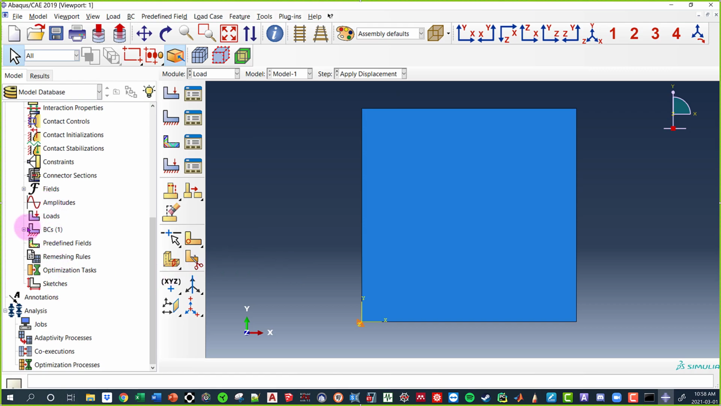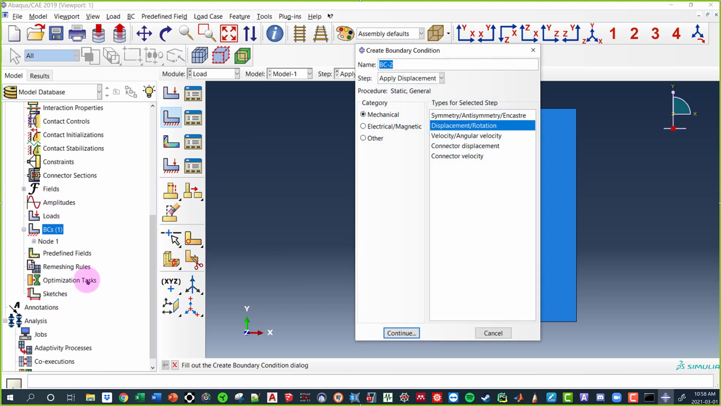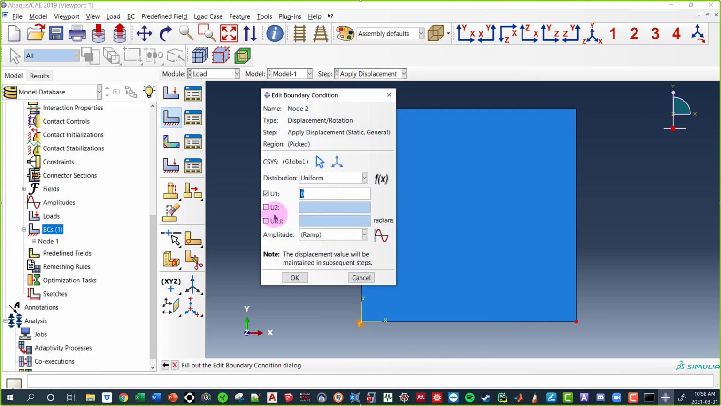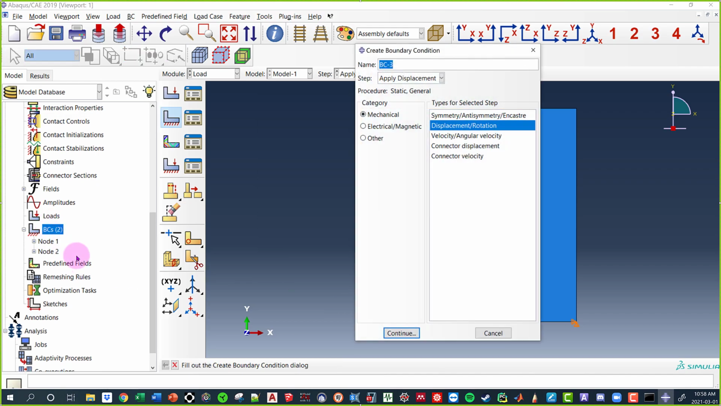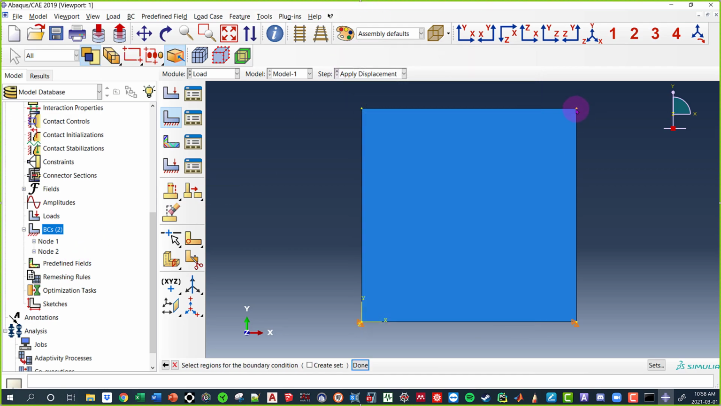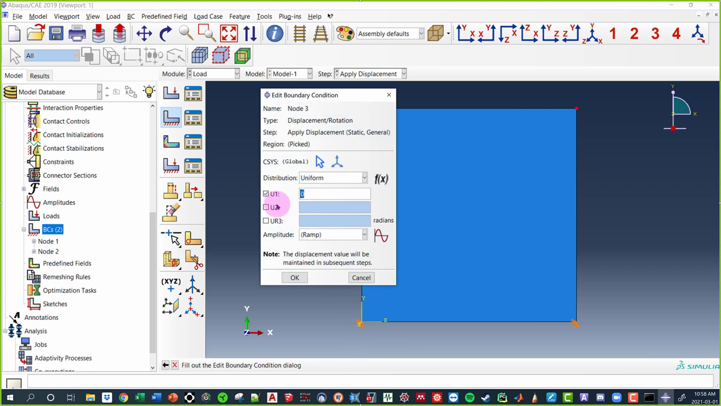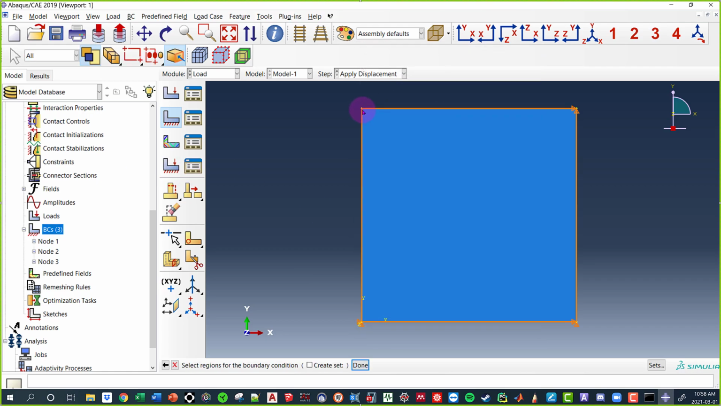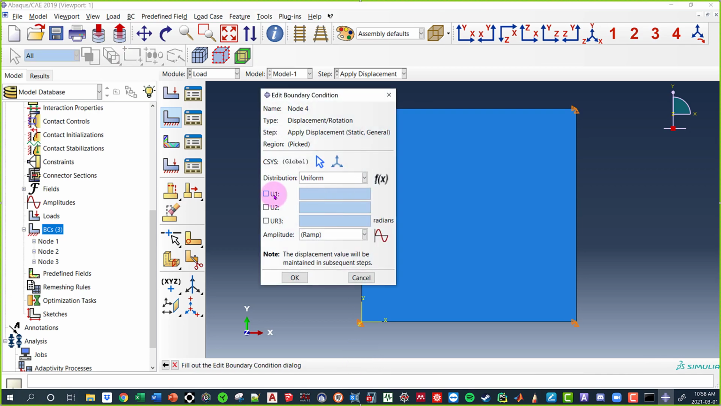I'm going to create another boundary condition, and I'm going to call this one node 2. Again, displacement rotation. I'm going to select node 2, click done, and then I'm going to set these as both 0 as well. And I'm going to repeat this process for all of the nodes of my element. So I'm going to have node 3 now, come up here, click, done, 0, 0. And finally, I'm going to do the same thing for node 4. Click continue. I'm going to click here. I'm going to go done, 0, 0.